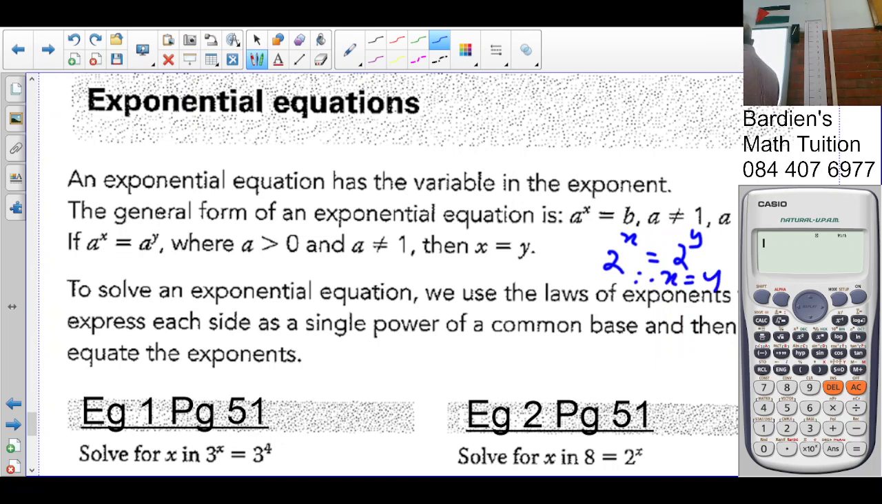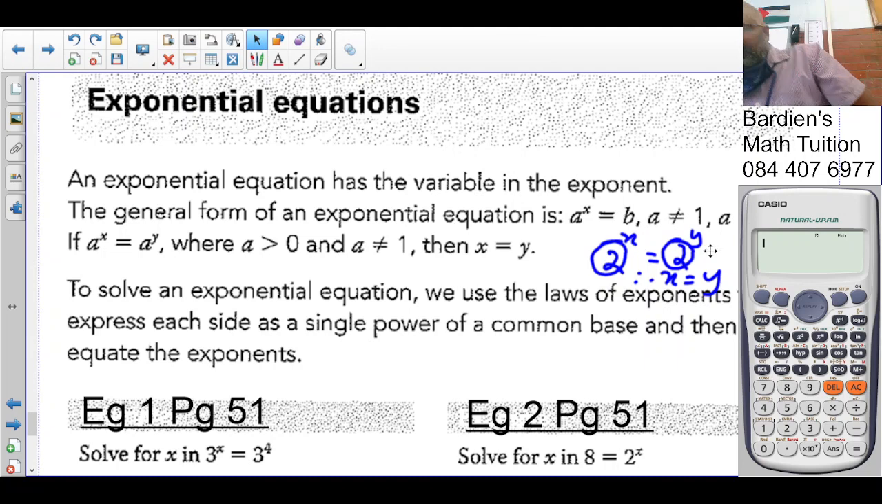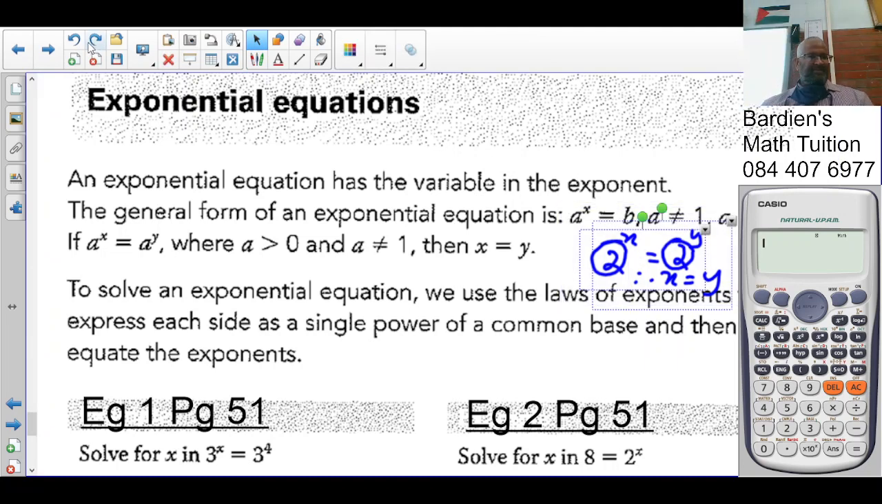Therefore, x is equal to 1. When bases are the same, exponents are equal. Can you see that, people? When bases are the same, the exponents are equal then. Okay.